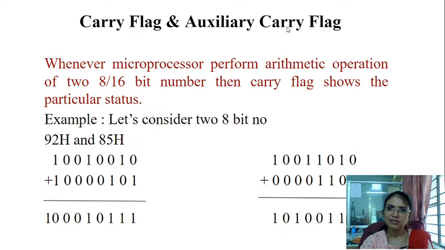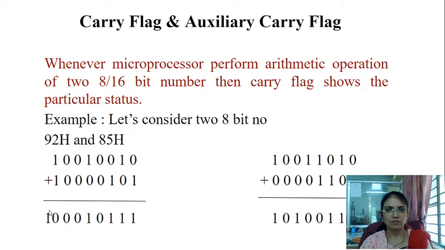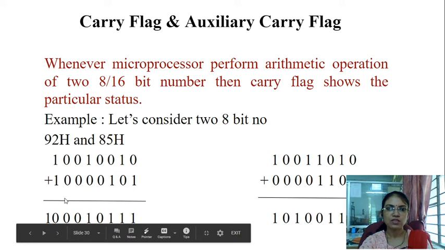Going to the another flag, that is the auxiliary carry flag. So what is the difference between carry flag and auxiliary carry flag that we will discuss first. In the carry flag, I told you that after adding two 8-bit numbers, whatever the 9th bit generated is copied into the carry flag.